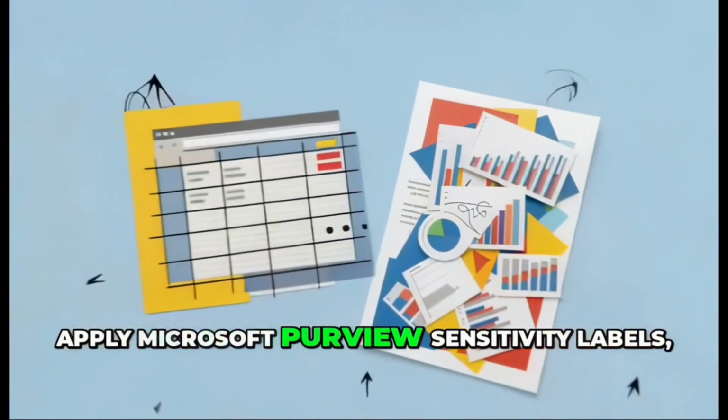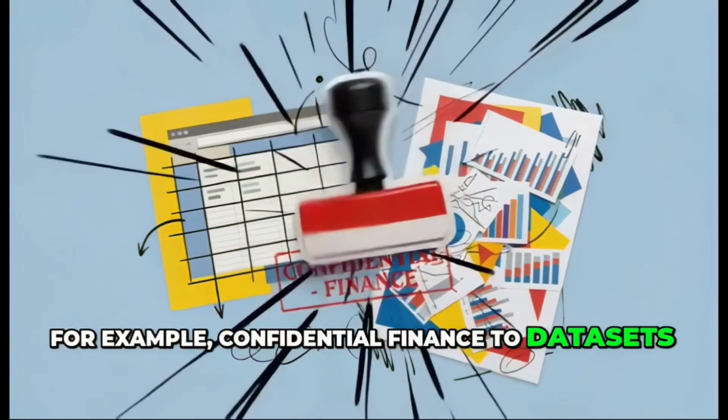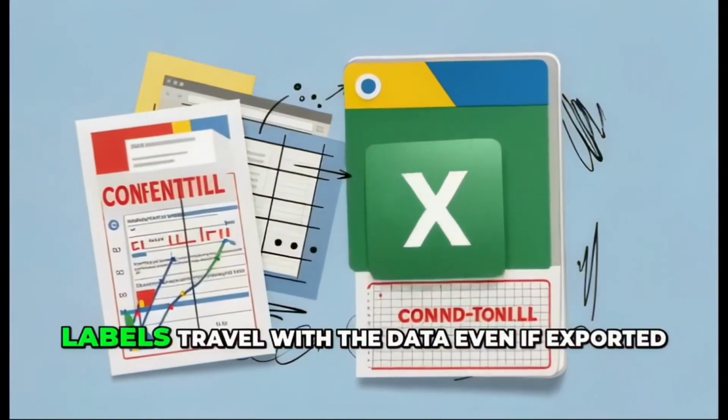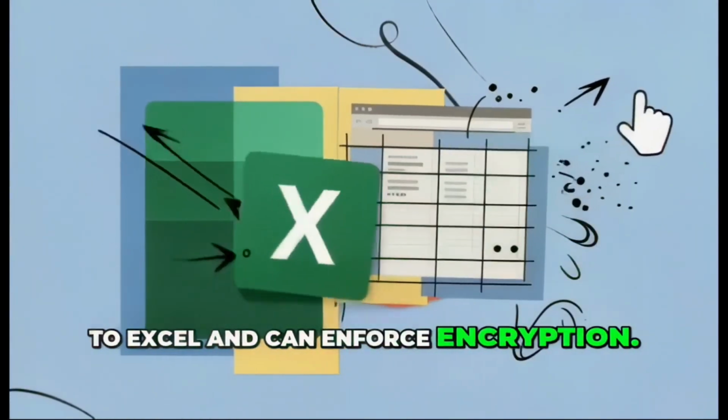Apply Microsoft Purview sensitivity labels, for example, Confidential Finance, to datasets and reports. Labels travel with the data even if exported to Excel and can enforce encryption.